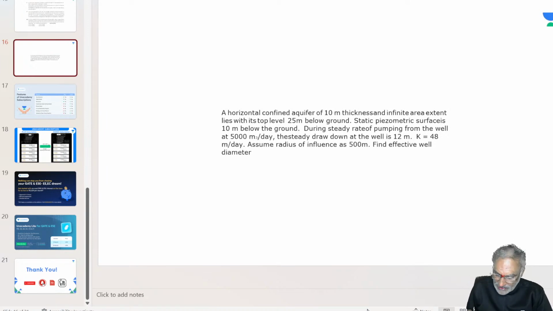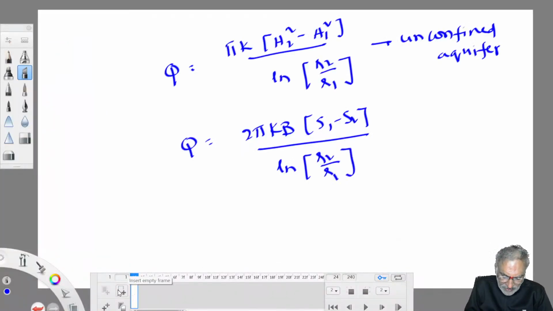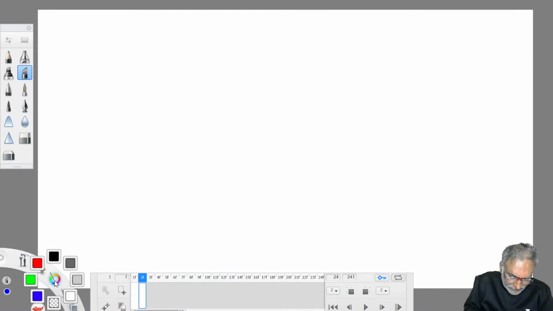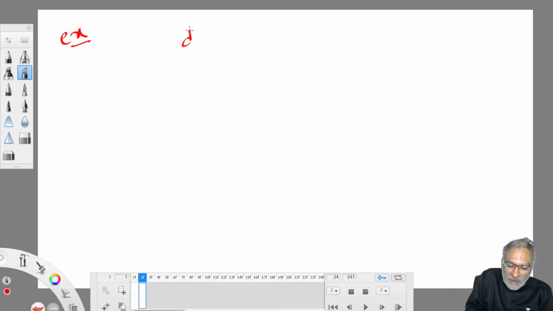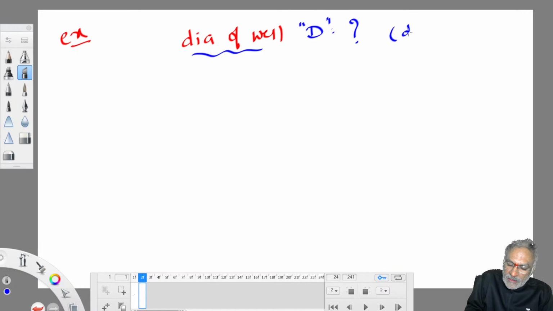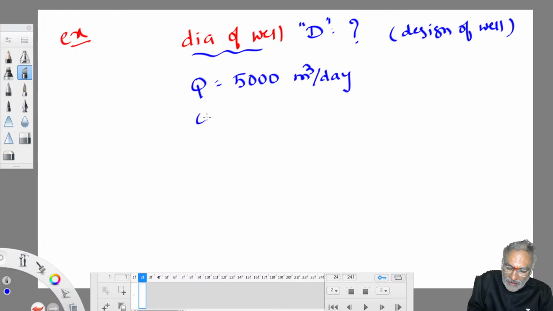Diameter of the well means what? It is the design of the well. So you have been asked to find out the diameter of the well, which means the design of the well. It is expected to get 5000 cubic meter per day of water from a confined aquifer.